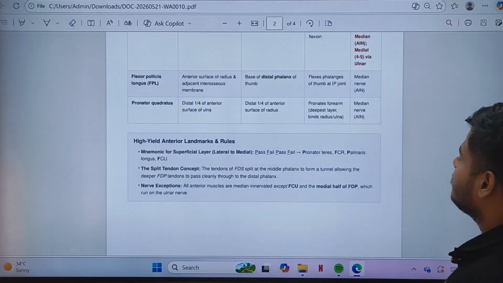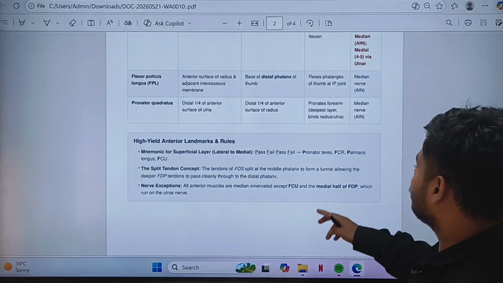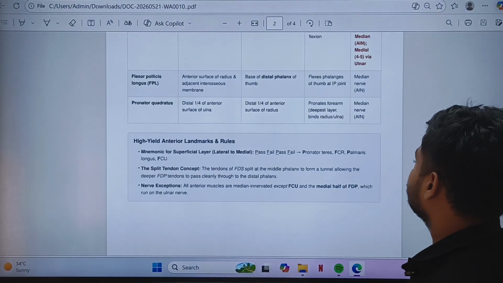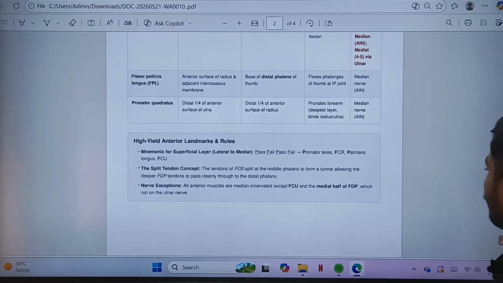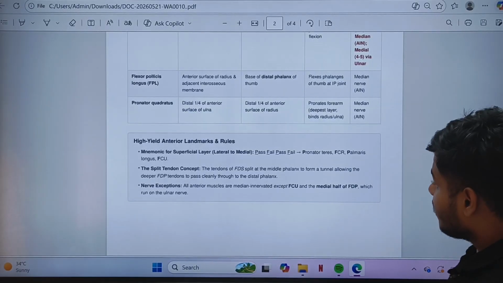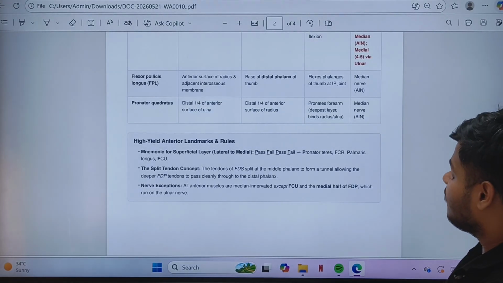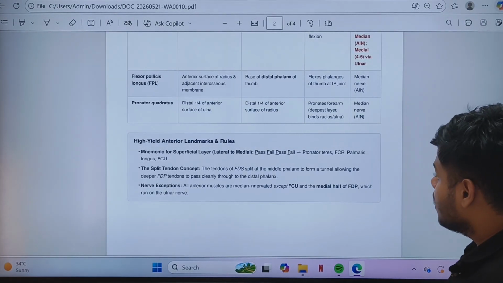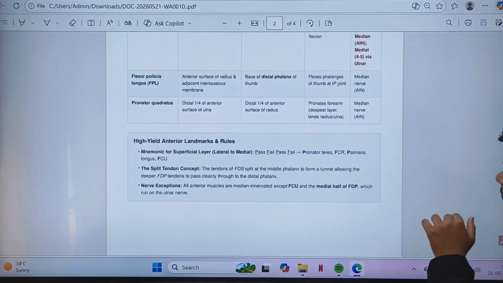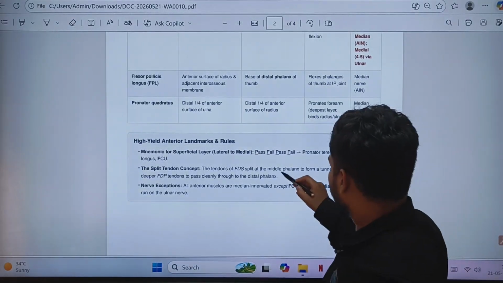The split tendon concept: the tendons of FDS, that is flexor digitorum superficialis, split at the middle phalanx to form a tunnel, allowing the deeper FDP, that is flexor digitorum profundus tendons, to pass cleanly through to the distal phalanx. It is a very important concept.